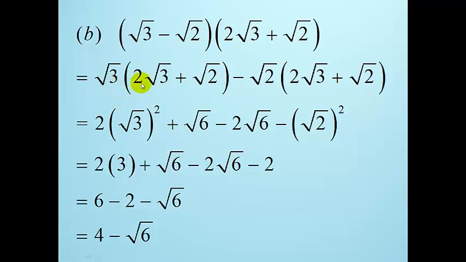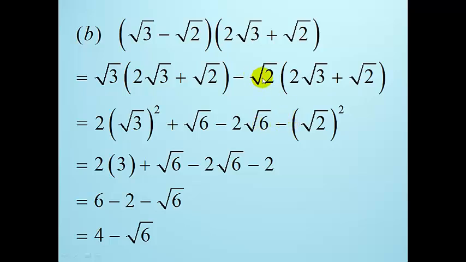Now √3 times 2√3 will be 2(√3)² plus √3 times √2, which will be equal to √6. That is, 3 times 2 is giving us 6. So √3 times √2 is equal to √6. Minus √2 times 2√3, because the coefficient of the surd √2 equals 1, 1 times 2 will give us 2, and √2 times √3 is equal to √6.